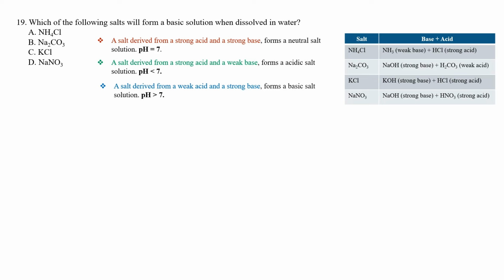KCl. KCl salt is made by KOH, a strong base, and HCl, a strong acid. Then the pH is equal to 7. The pH of the KCl solution is neutral. The last salt is sodium nitrate. Sodium nitrate salt is made by combining sodium hydroxide, a strong base, and nitric acid, a strong acid. If both are strong, the sodium nitrate salt pH is 7, neutral.